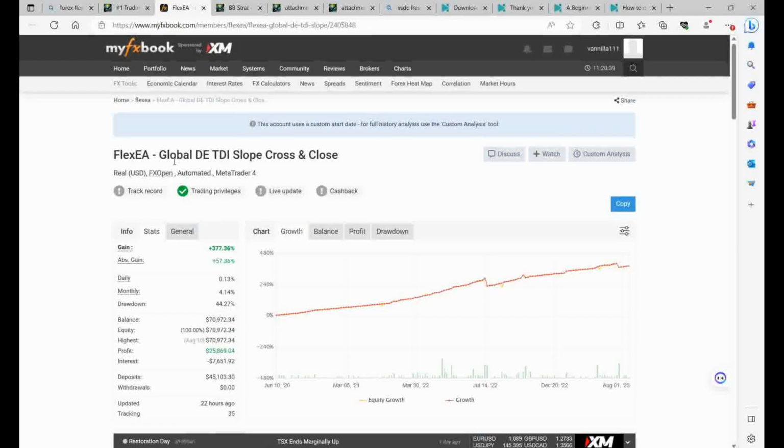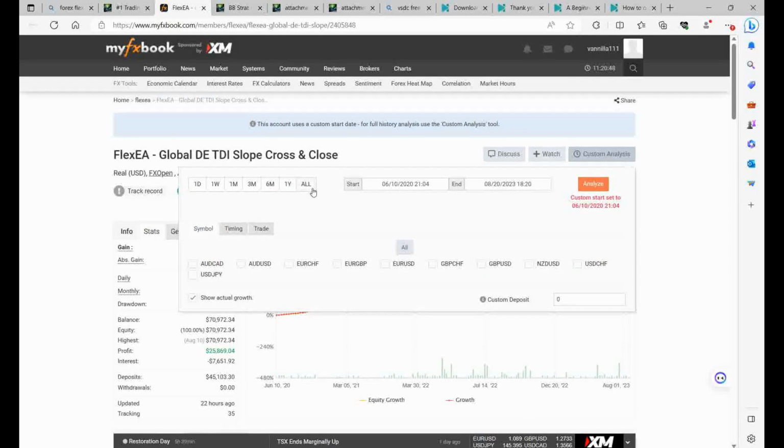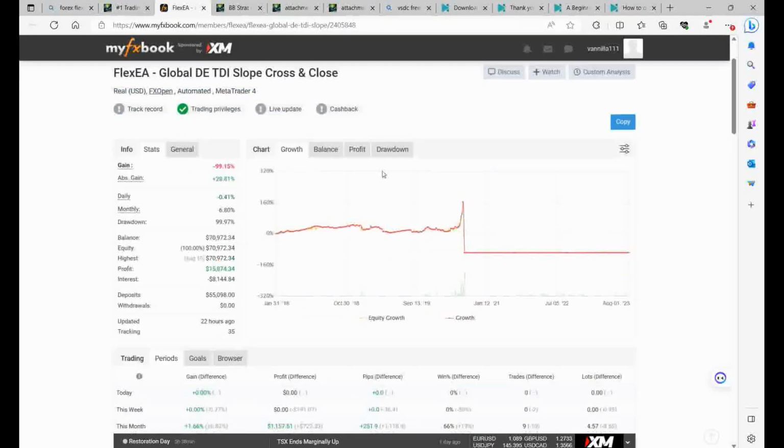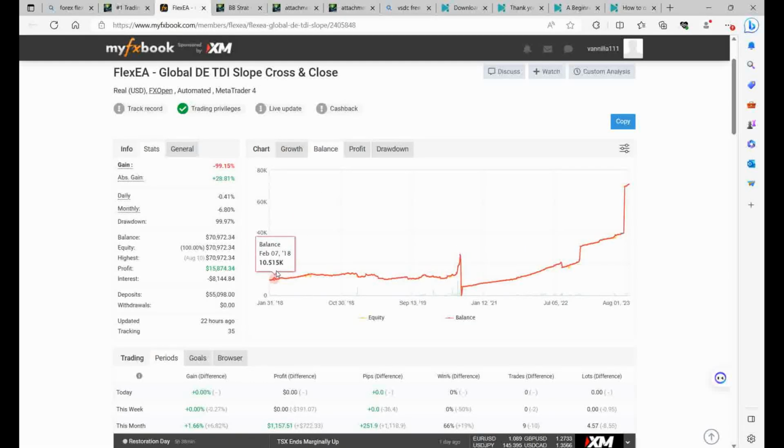Now, one of the things that you'll see here is it says that it uses a custom start date. That means that they've actually changed the starting date of this EA. If you click all, this EA actually started in 2018. And when we click analyze, we see that this EA actually blew up, right? We started off at a 10K account, and we actually got up to about 26,000. So it actually doubled the money before just going to zero. And now it looks like we're going back up and up and up.